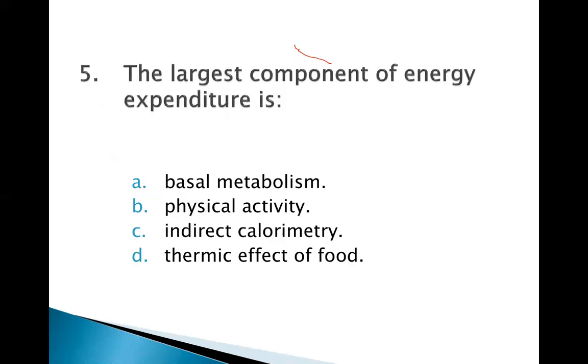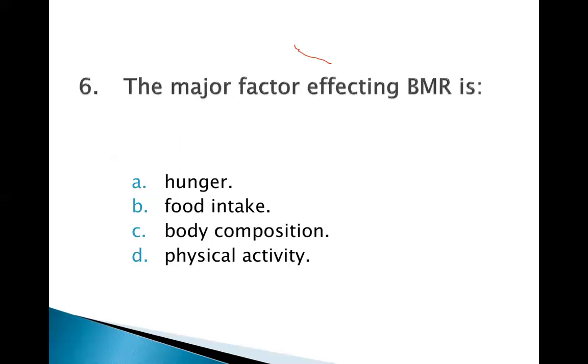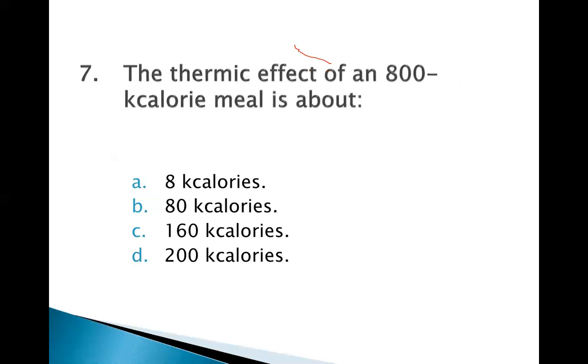The largest component of energy expenditure is basal metabolism. The major factor affecting basal metabolic rate is body composition. The thermic effect of an 800 calorie meal is about, hopefully you remember that the thermic effect of food is about 10% of the calories consumed. So if you multiply this by 10% or 0.1, you would get 80 calories. So in every 800 calorie meal, approximately 80 of those calories are going just to break down, digest, absorb, etc., the food.